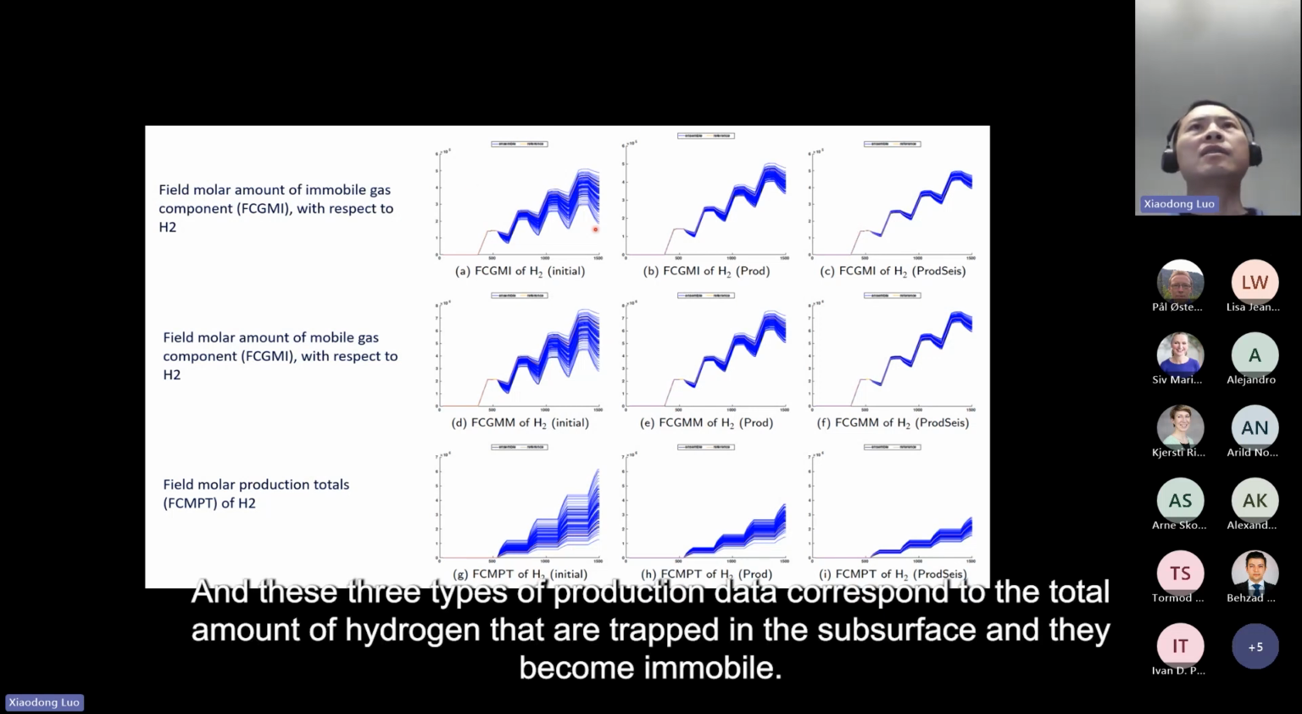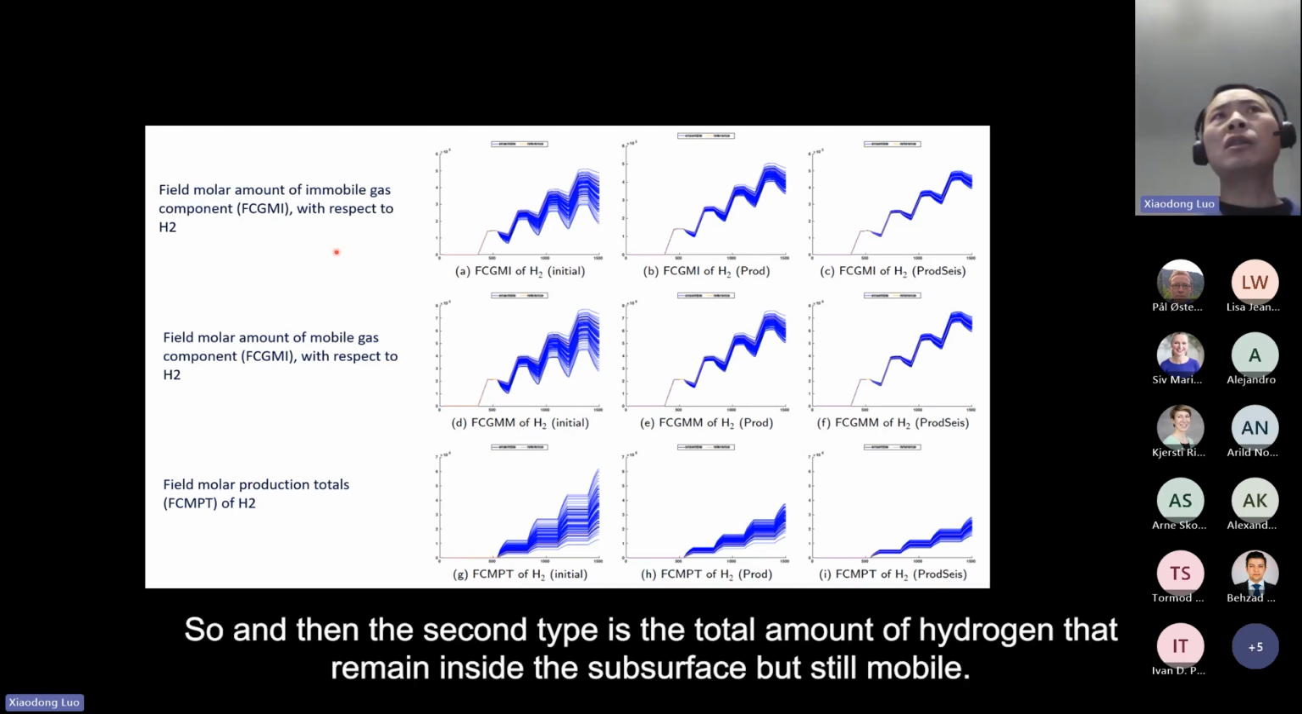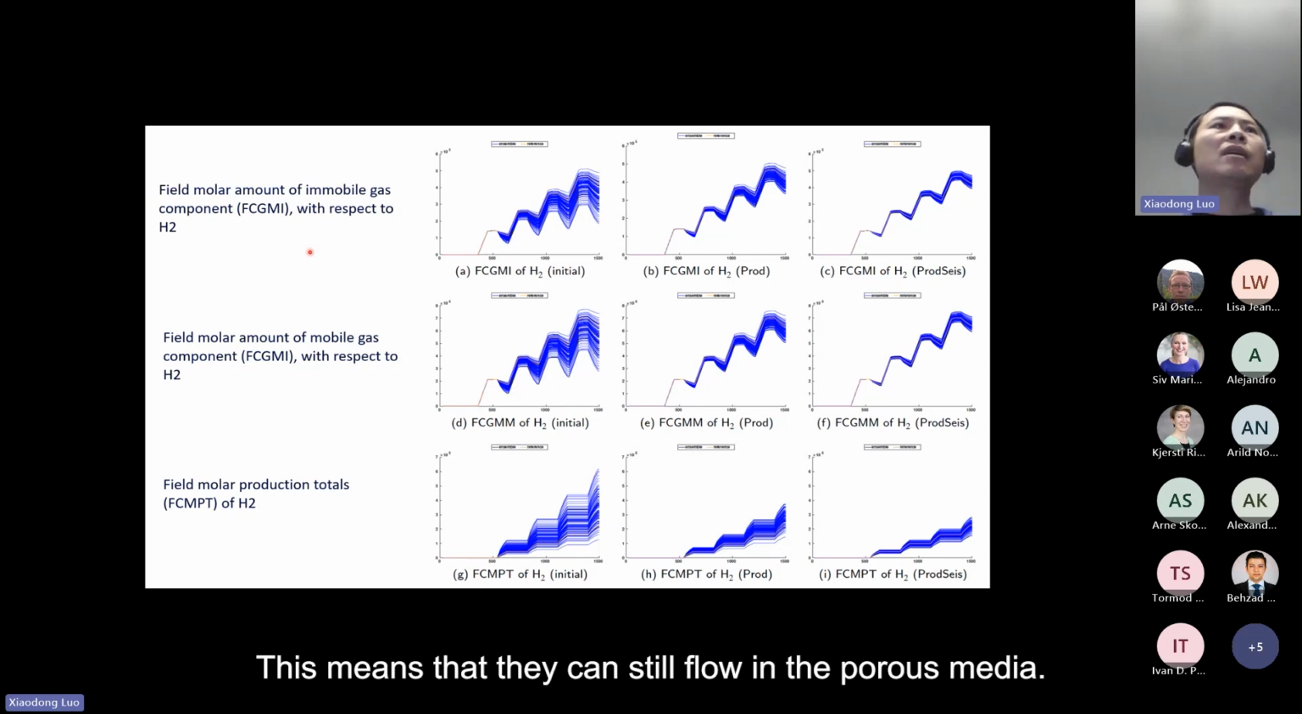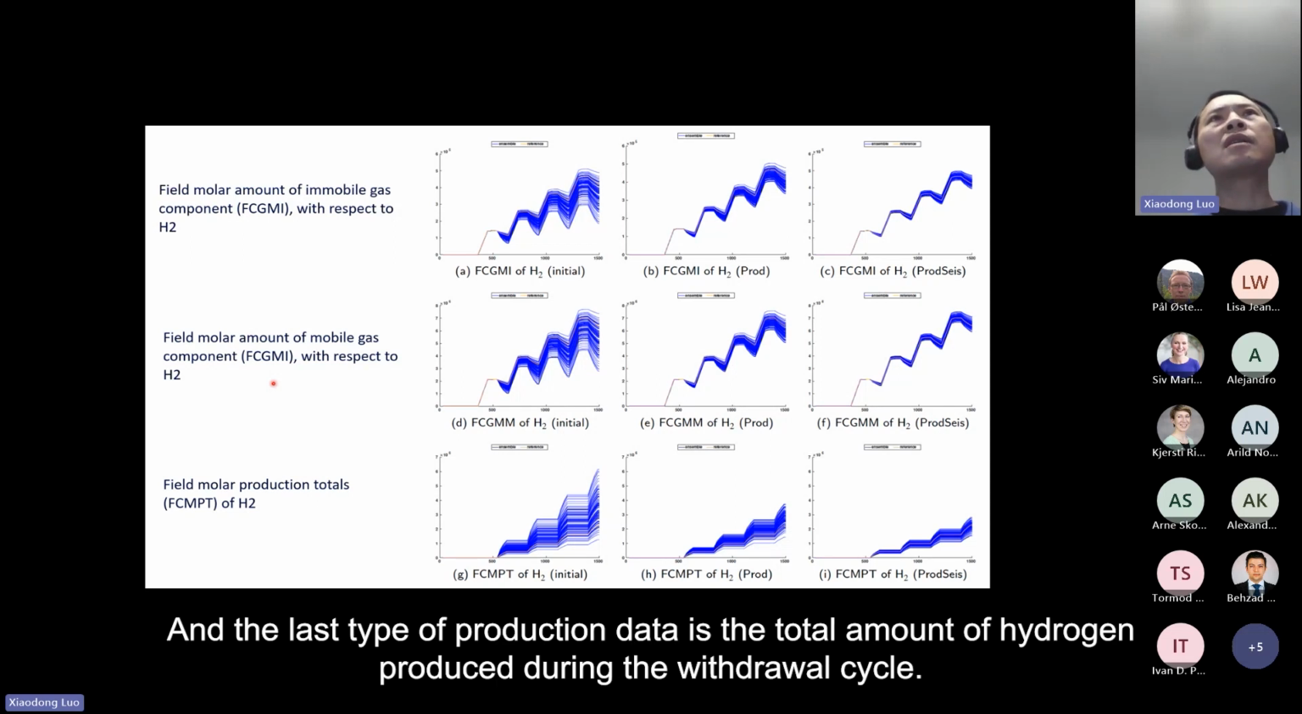And these three types of production data correspond to the total amount of hydrogen that is trapped in the subsurface and becomes immobile. The second type is the total amount of hydrogen that remains inside the subsurface but is still mobile, which means it can still flow in the porous media. And the last type of production data is the total amount of hydrogen produced during the withdrawal cycle.